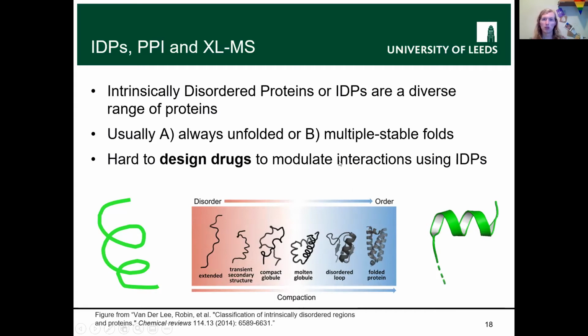Disordered proteins are really hard to design drugs for, to modulate their interactions, because they don't form stable folds. Because they don't form stable folds, it's hard to find their structure. And so what I'm doing with chemical crosslinking mass spectrometry is trying to find the structure of proteins that have intrinsic disorder.